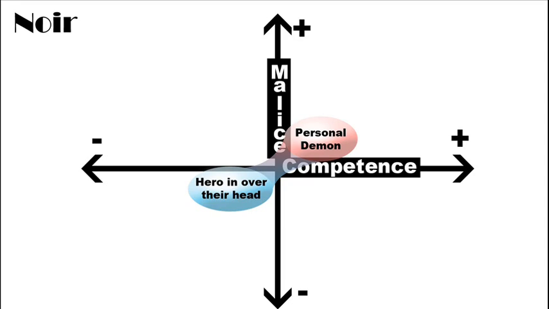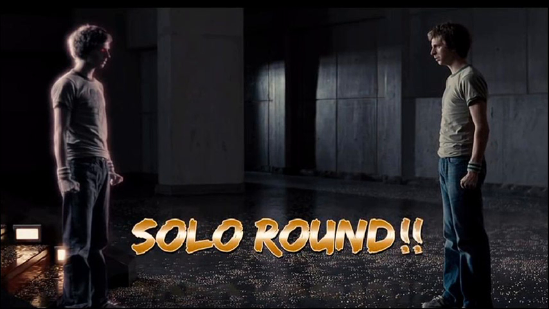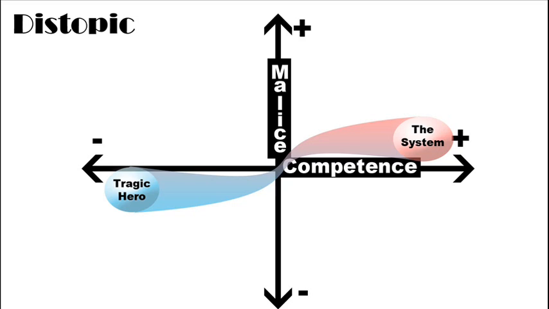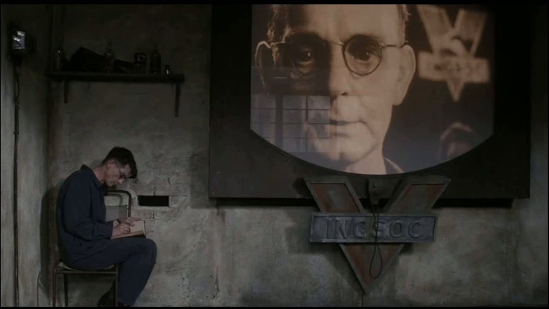Now, if we reduce the malice difference, so the hero is slightly less competent than the villain, and the hero is not that different in malice either, this is your standard noir vector, where you have a personal demon versus a hero in over their head. The hero has a flaw in their personality that is going to lead to their downfall. If you greatly increase the difference between competence, but yet again have a hero that is flawed, and the malice difference is relatively small, you're now talking about your sort of art house vector, your 1984 vector, where the hero has no chance of ever winning.